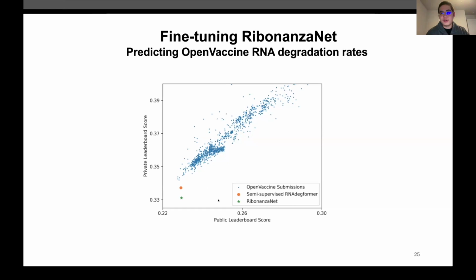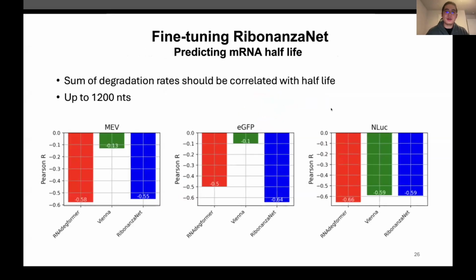So this really shows the power of a strong pre-trained model, and how it can be fine-tuned to be very powerful in some of these downstream tasks. Another sanity check that we did was a zero-shot test of predicting mRNA half-life. How this works is that with a model that predicts RNA degradation rates, if we sum up the degradation rates at each nucleotide position, that sum should be correlated with half-life.